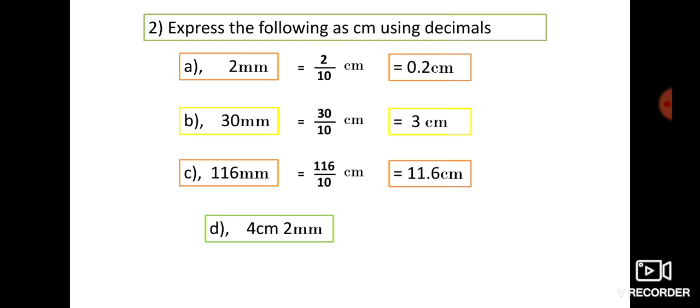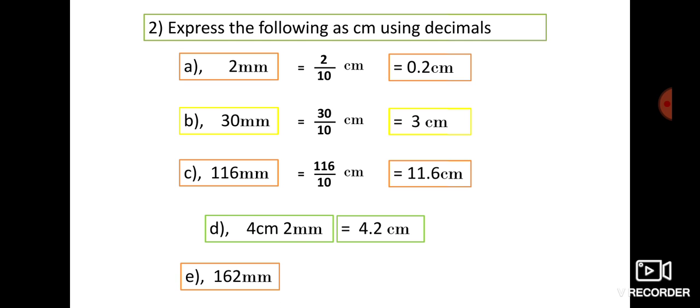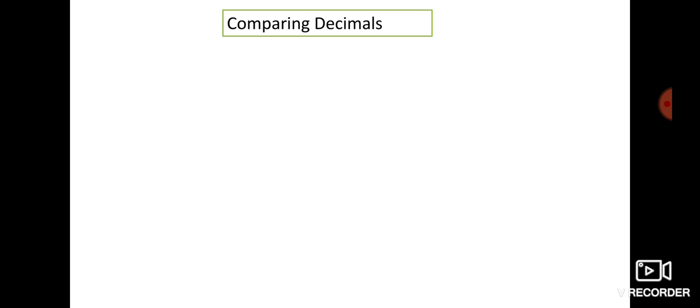Next, 4 centimeter 2 millimeter. This is a combination of centimeter and millimeter. Very simple. We can write the answer as 4.2 centimeter. 4.2 centimeter means 4 centimeter and 2 millimeter. Question: 162 millimeter. 162 by 10. So we mark the decimal point after one digit from the right side. So it becomes 16.2 centimeter.